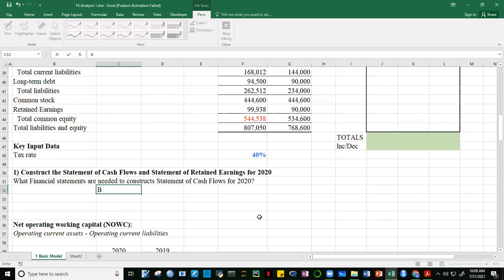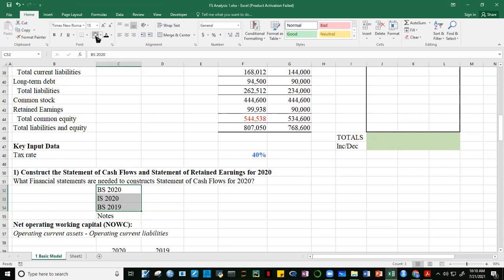Ang mga kailangan natin yung balance sheet ng 2020, no? Tapos income statement ng 2020. At saka guys, lastly, ang kailangan natin yung balance sheet ng 2019. Okay? Plus of course, pwede, baka kailangan natin yung notes, no? Okay, but ito yung tatlong pinaka-importanteng statements na kailangan natin.